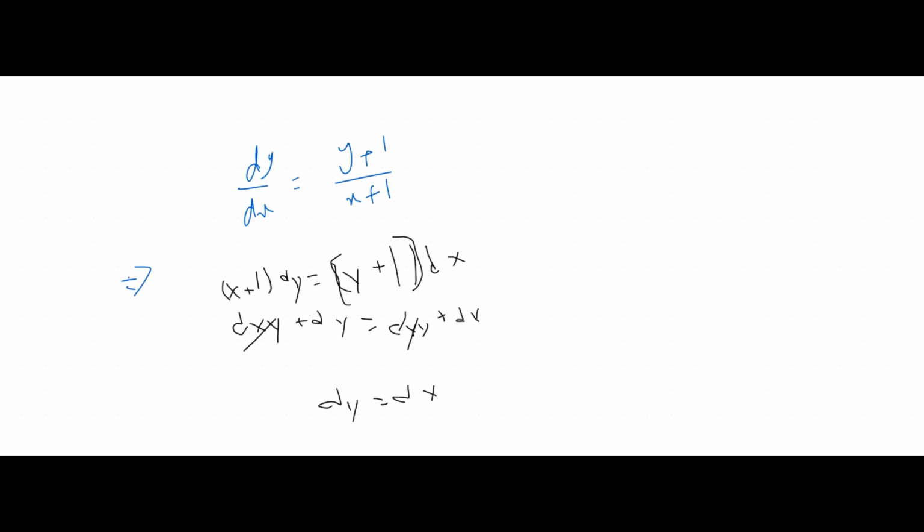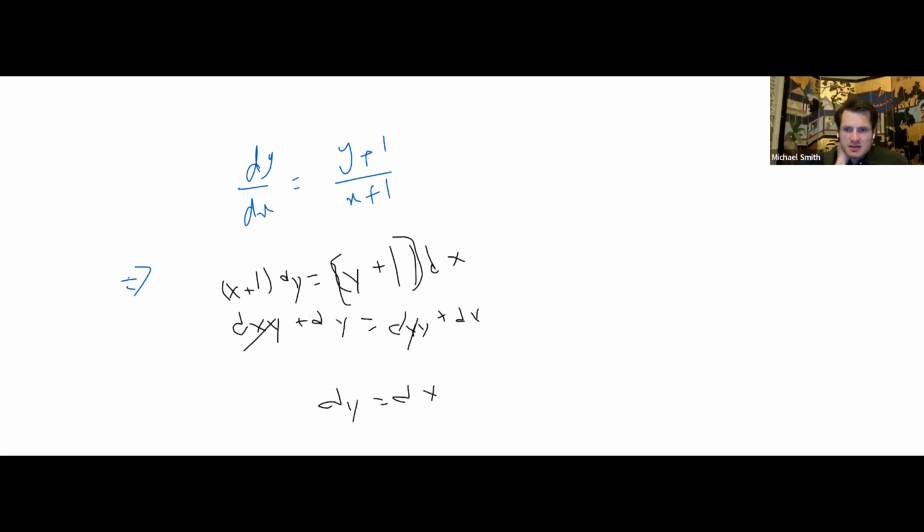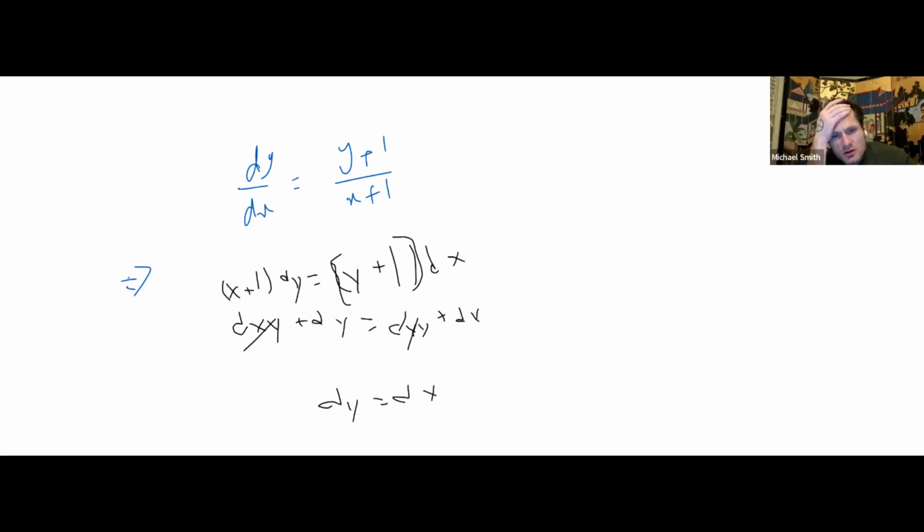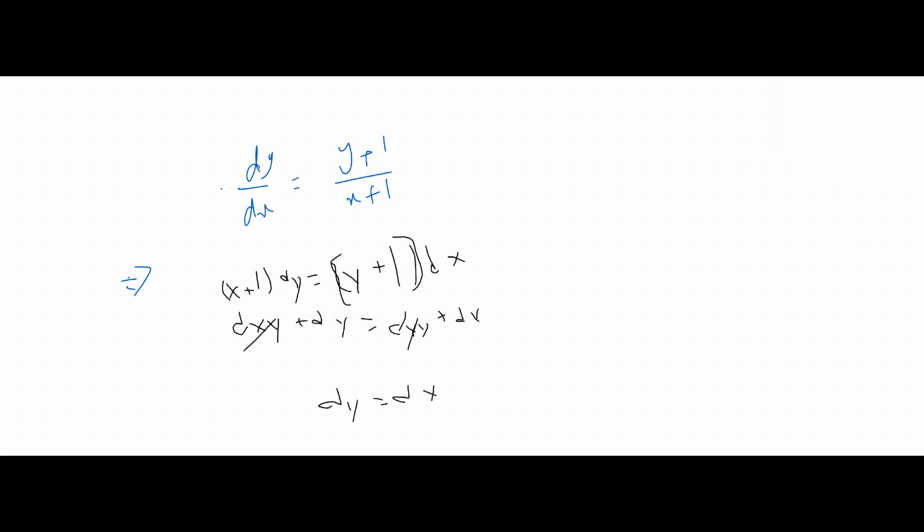But why would you write x plus 1 with dy? x should be with dx. Oh, I see. You're right. Well, because the dx is when you multiply this by dx. So what can we do?